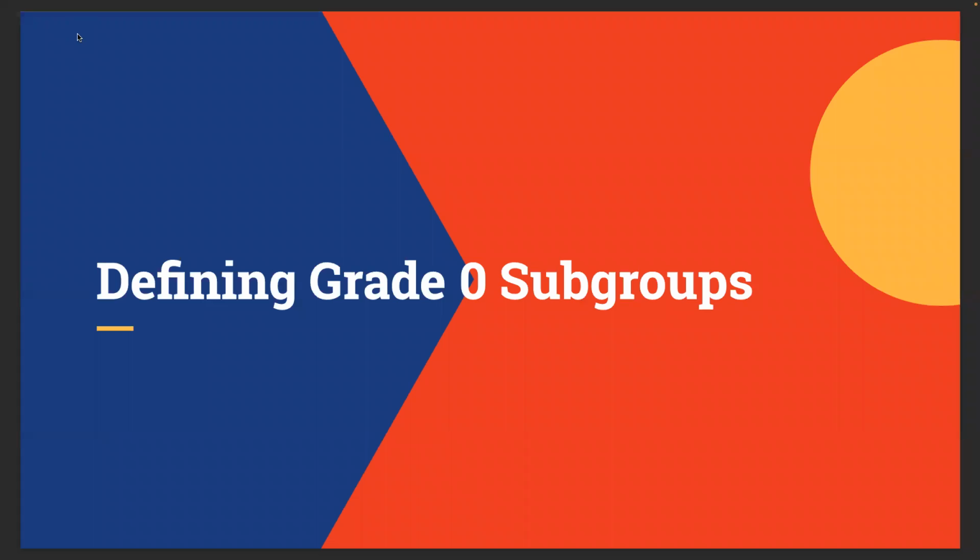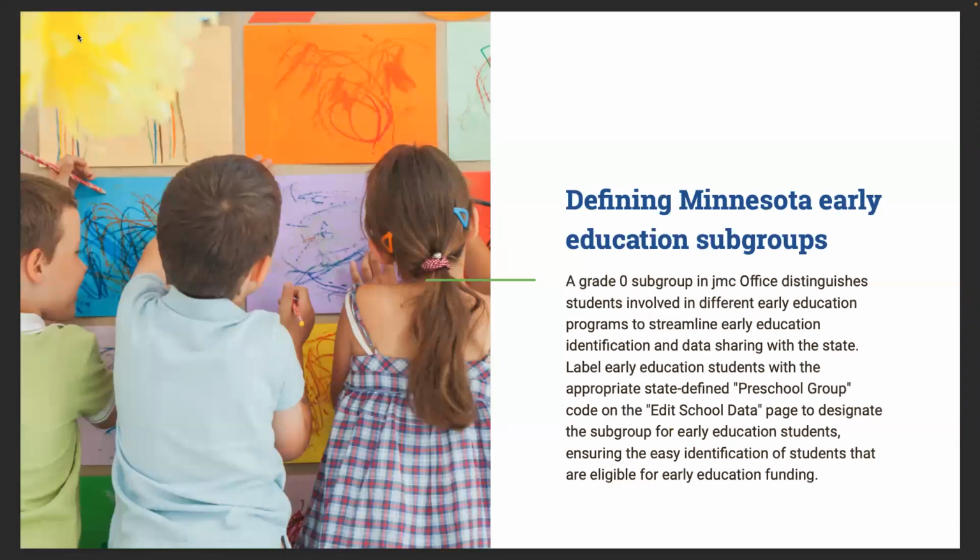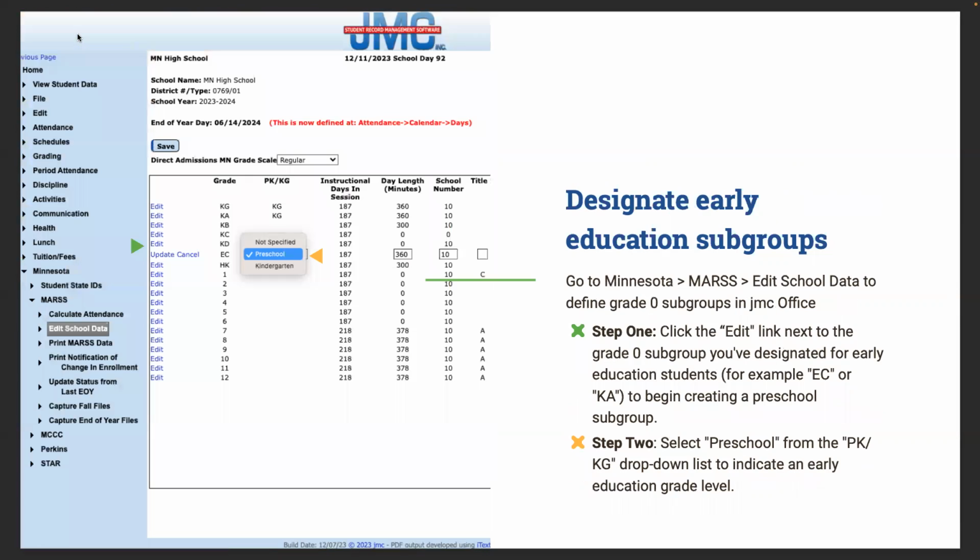Defining grade 0 subgroups. A grade 0 subgroup in JMC office distinguishes students involved in different early education programs to streamline early education identification and data sharing with the state. Label early education students with the appropriate state-defined preschool group code on the Edit School data page to designate the subgroup for early education students, ensuring the easy identification of students that are eligible for early education funding.